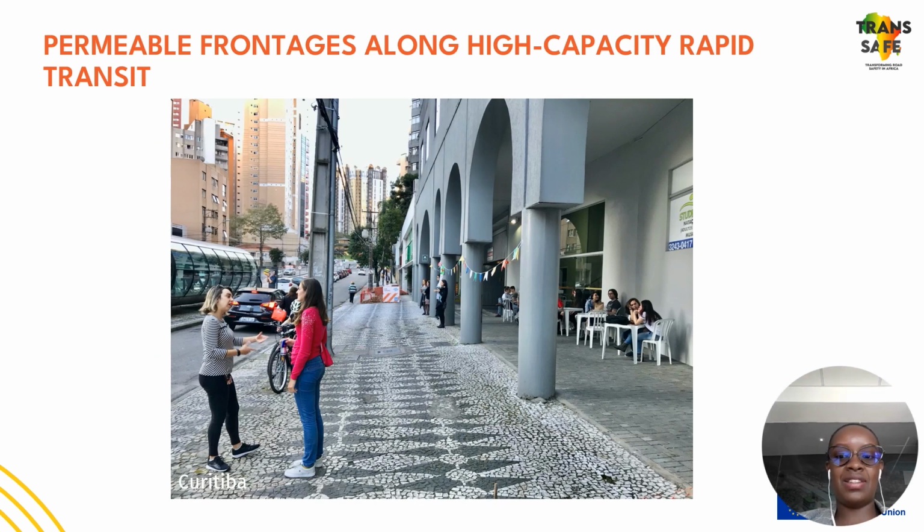So, as said, in transit-oriented development, one of the other important parts is having permeable frontages along high-capacity rapid transit systems, as shown in the slide before. Being adjacent to rapid transit does not necessarily mean transit-oriented. For it to be transit-oriented, we need to ensure that people in the developments around the mass rapid transit corridor can easily access the corridor by crossing the road, as shown on this particular slide.